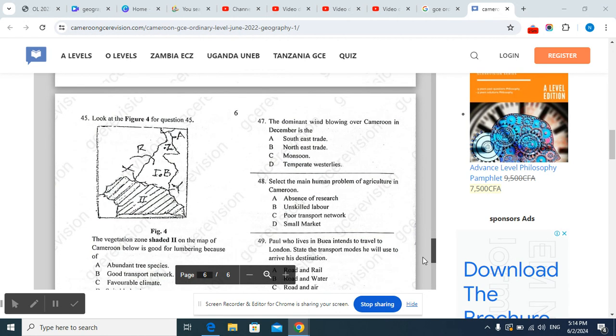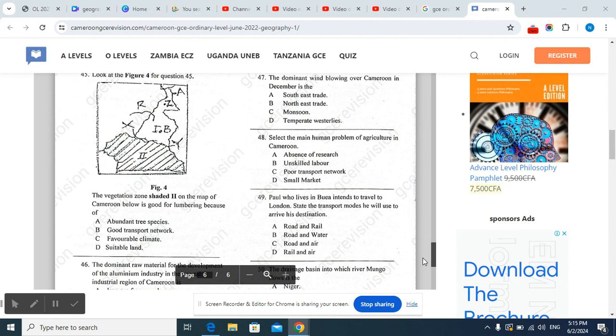48. Select the main human problem of agriculture in Cameroon. The answer is C, which is poor transport network.